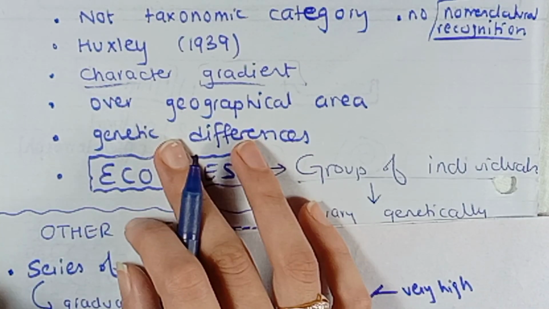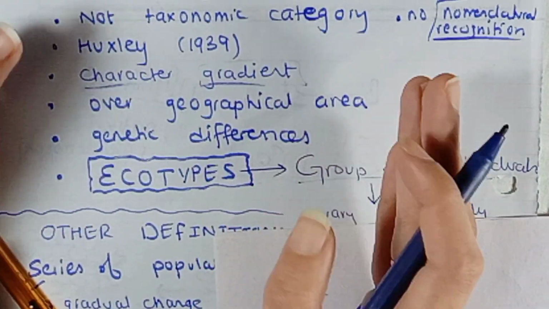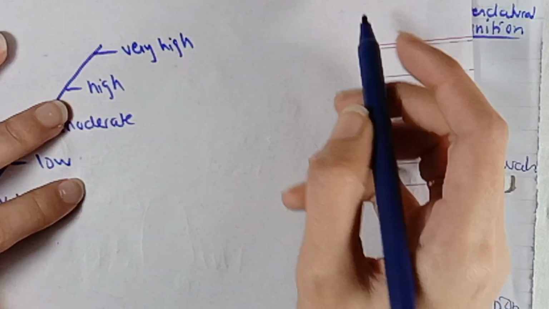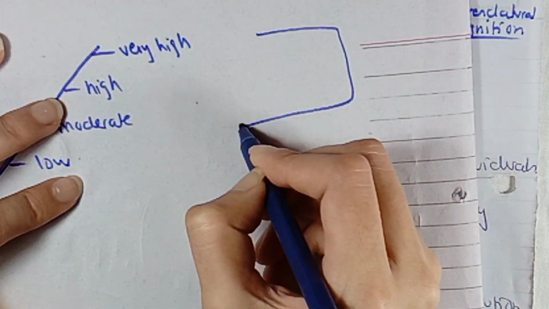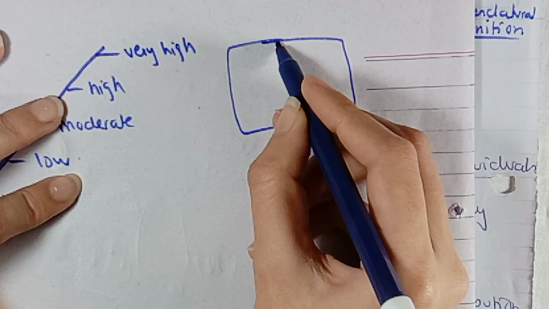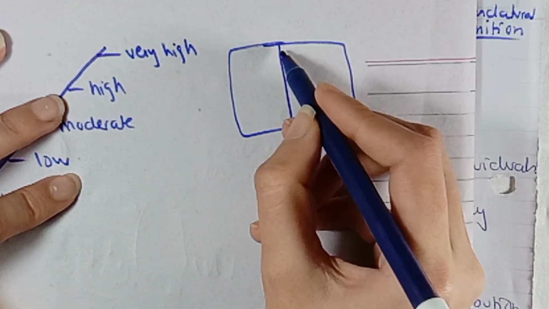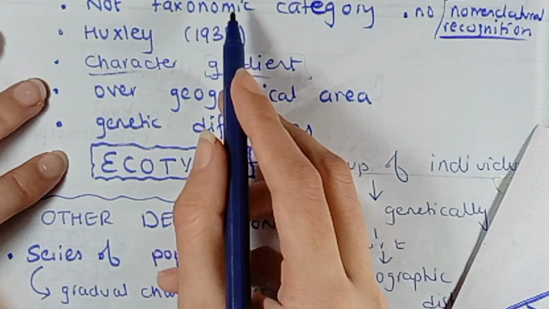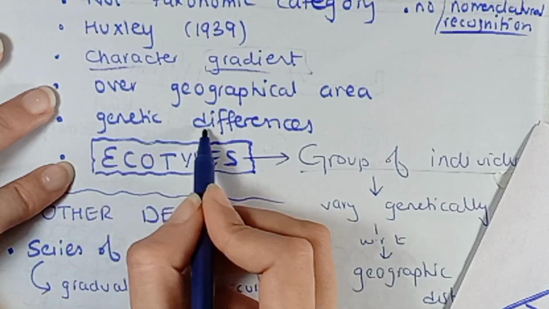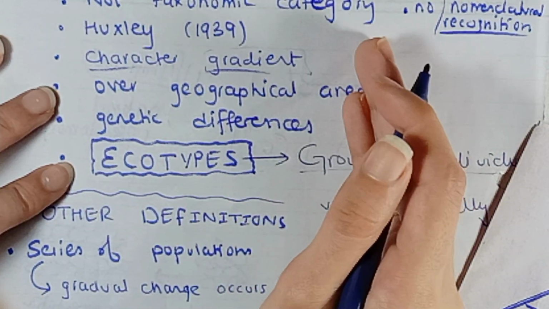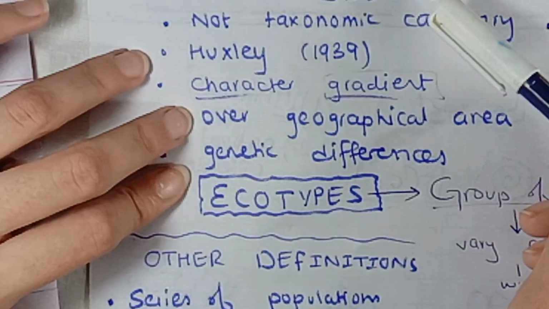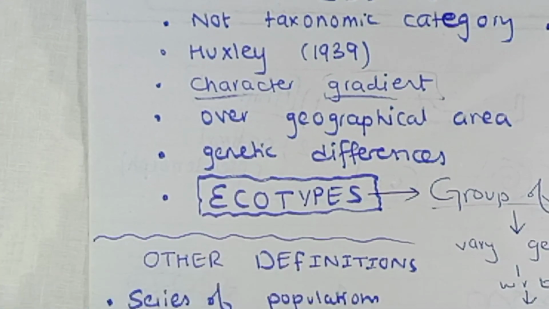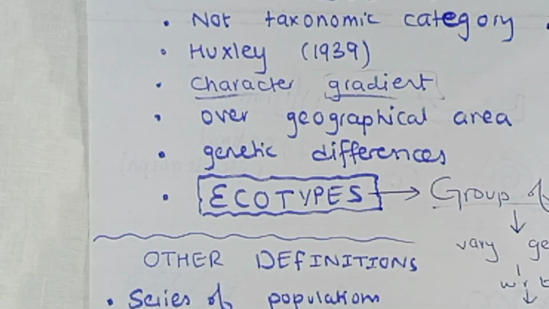Now this character gradient is distributed over a geographical area. It means if this is any geographical area, then the characters will be distributed from one point to the other point. So in the Cline there are genetic differences among the populations. There is another definition of the Cline: that Cline is the ecotype of the species.